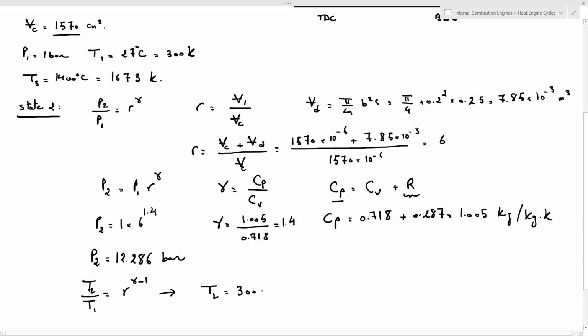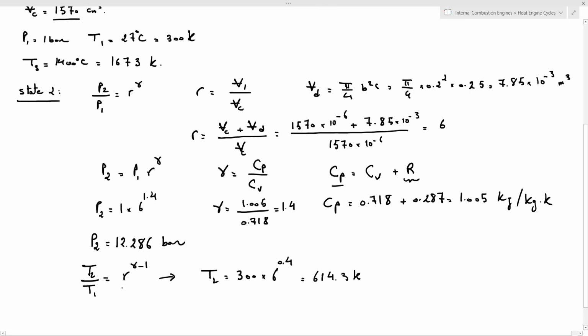So T2 is 300 times 6 to power gamma minus 1, to power 0.4. So this will be equal to 614.3 Kelvin. Now state 3.